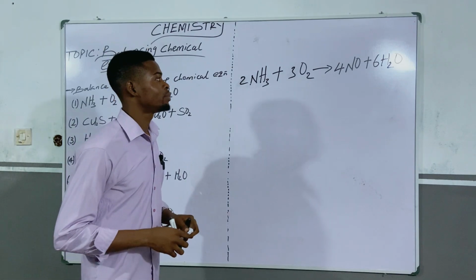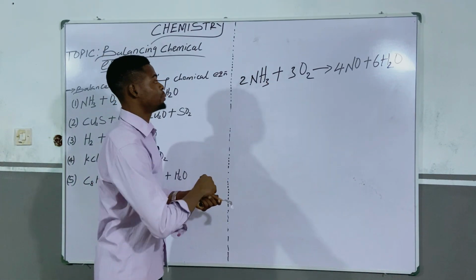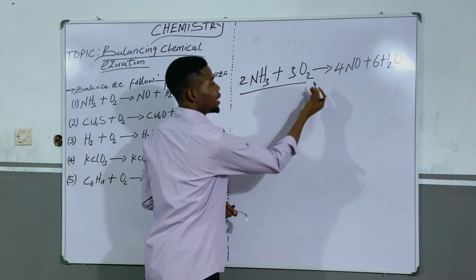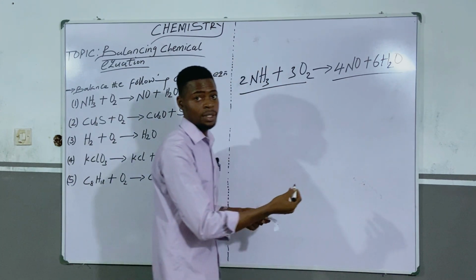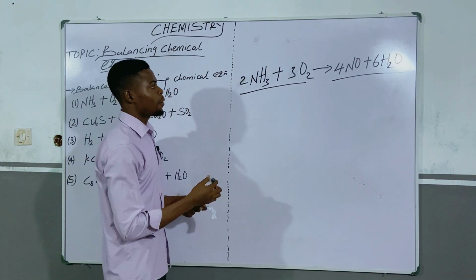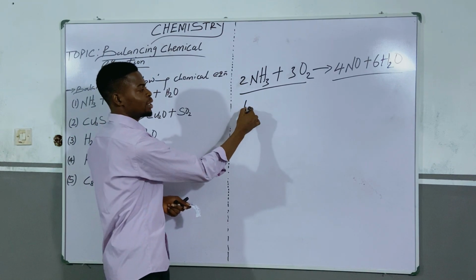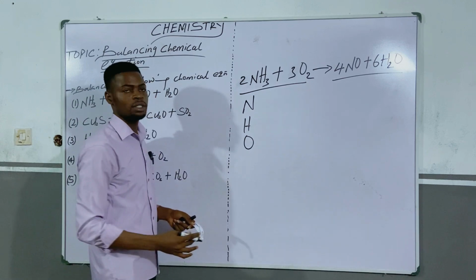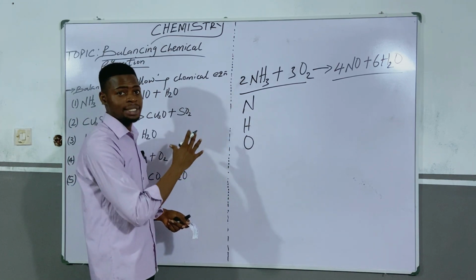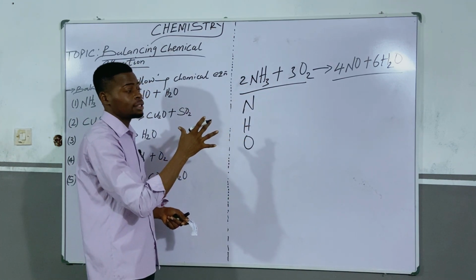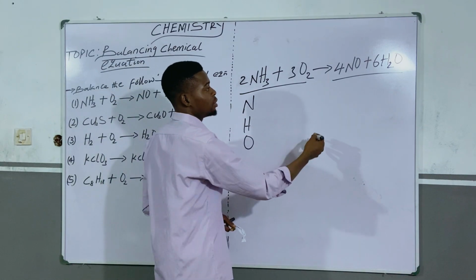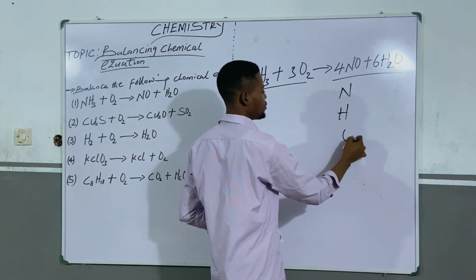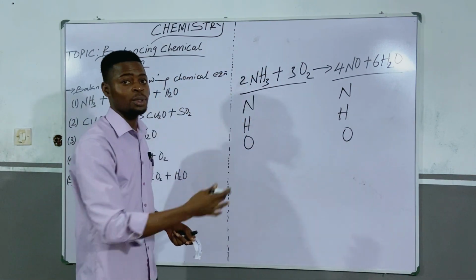Very important. Let's look at this example. This is a chemical equation. This is the reactant side, and this is the product side. Now we have nitrogen, hydrogen, and oxygen. These are the three elements involved in the chemical reaction. Then on the product side, the same thing goes: we have nitrogen, hydrogen, and oxygen.